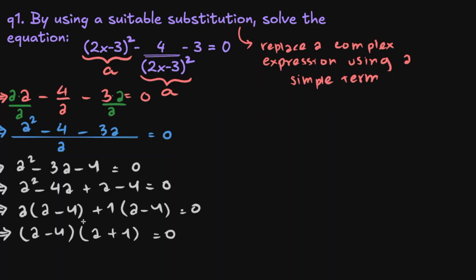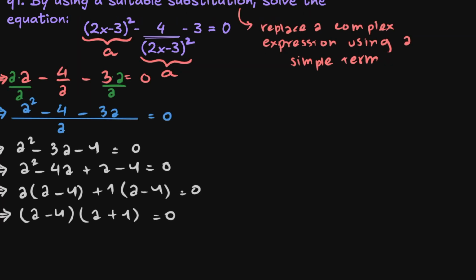Okay. Now at this stage, either this expression is 0 or this expression is 0, and multiplication of any expression with a 0 will be equal to 0. So we can write a minus 4 equals 0, or a plus 1 equals 0. That implies a equals 4, or a equals minus 1. Now remember, in the beginning, we replaced (2x - 3) squared with a. We're going to replace it back.